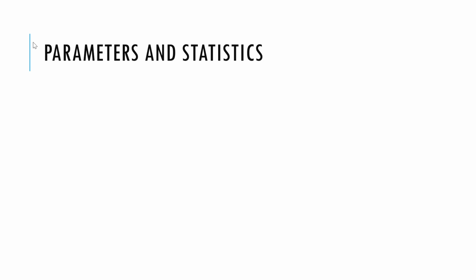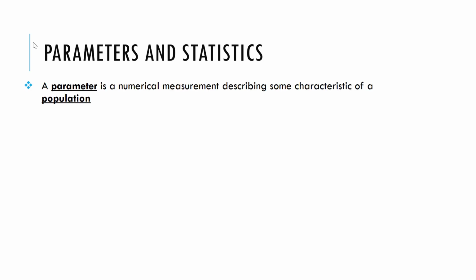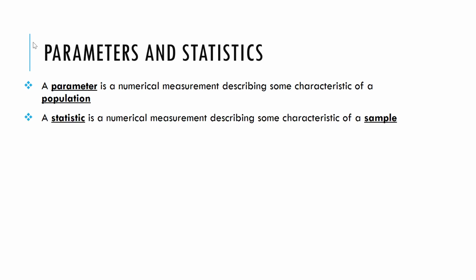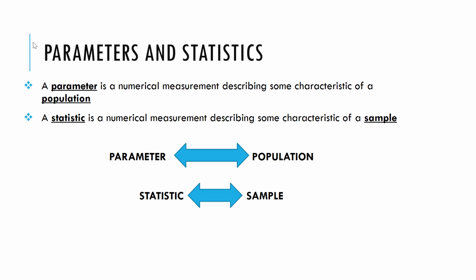Let's talk about parameters and statistics. A parameter is a numerical measurement describing some characteristic of a population. A statistic is a numerical measurement describing some characteristic of a sample. An easy memory trick is that parameter and population both begin with P's, whereas statistic and sample both begin with the letter S.